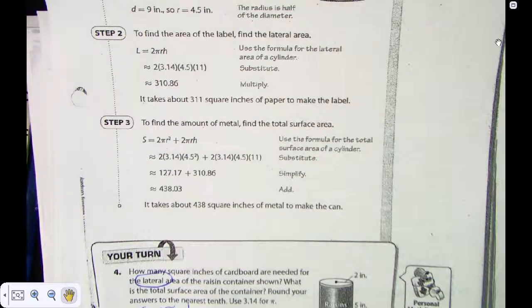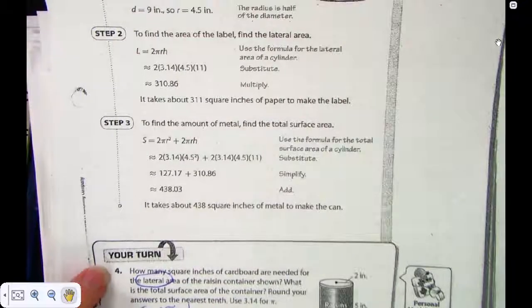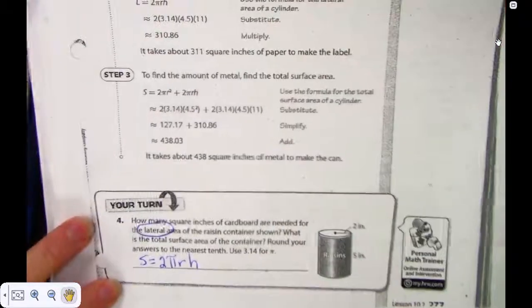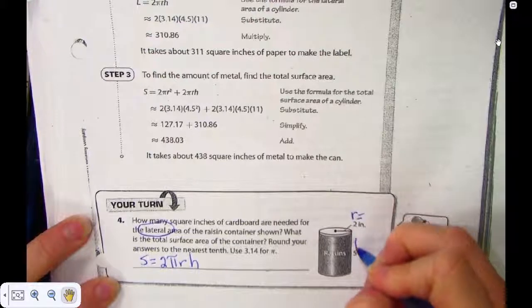But the label is just the lateral part. The label only gives you the lateral. Okay? So, that's what they want. So, we're going to come over here. We're going to label. What is the 2? Radius. What's the 5? The height.